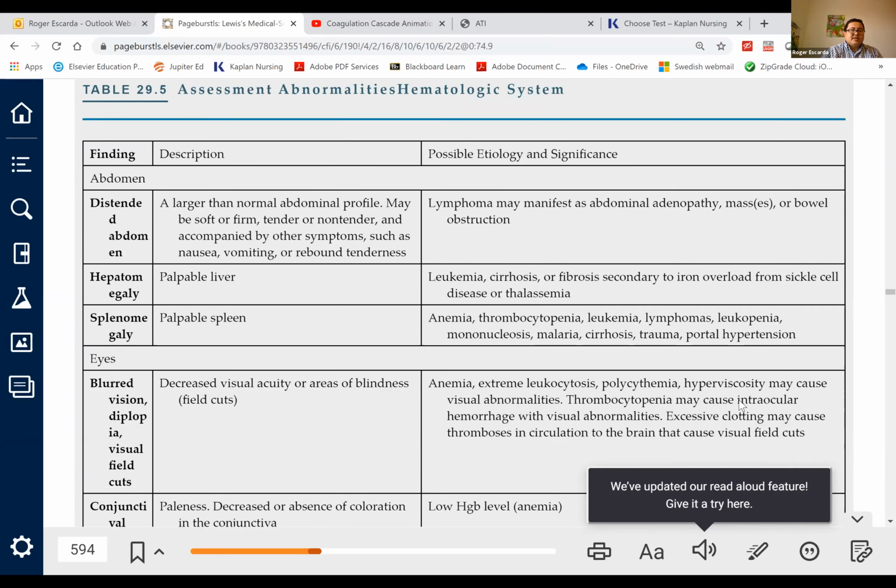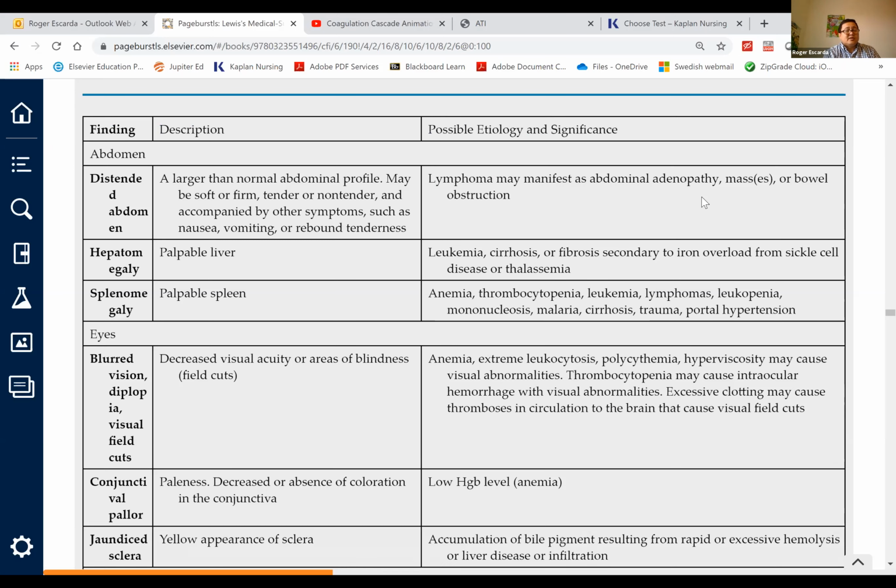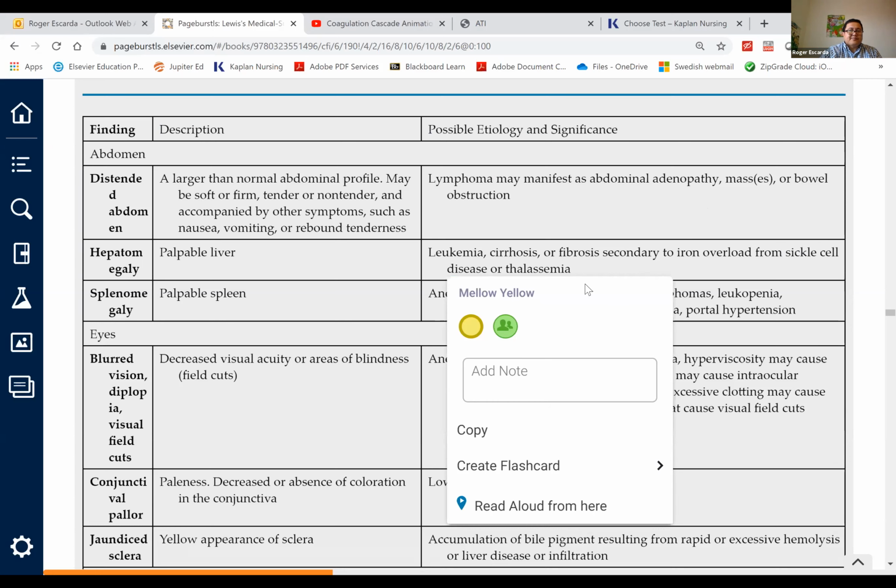So for instance, if you have a patient with a lymphoma, they usually have a distended abdomen because the lymph nodes become enlarged. And of course, most of your lymph nodes are found in your abdomen, and some are also in the thoracic cavity. So this will explain why your abdomen will be enlarged. The liver will also be enlarged, especially if you have iron overload from sickle cell anemia and also thalassemia.